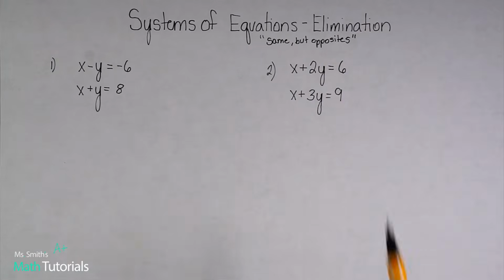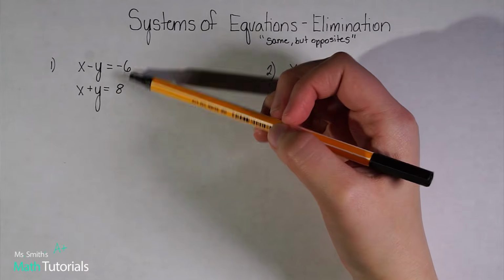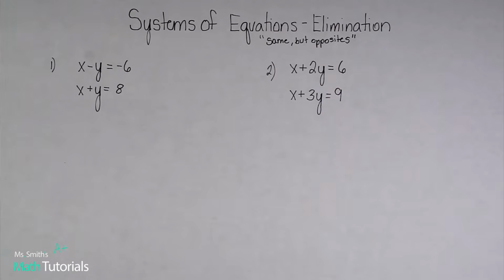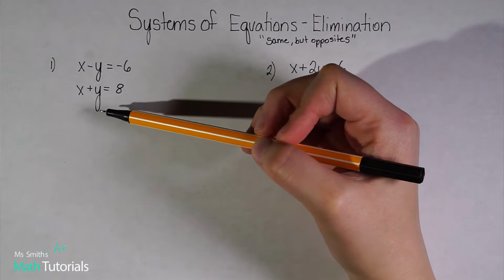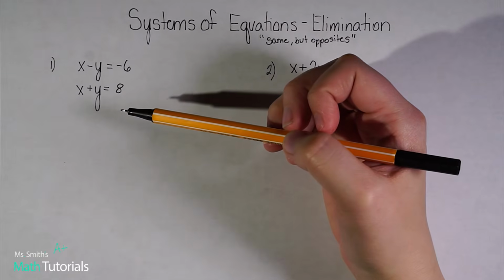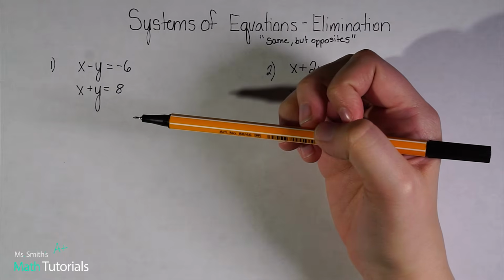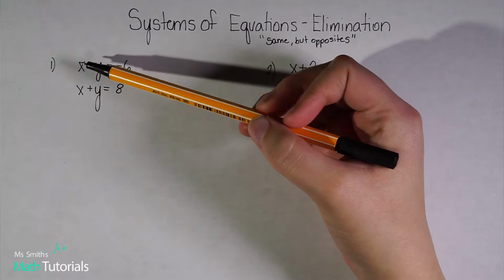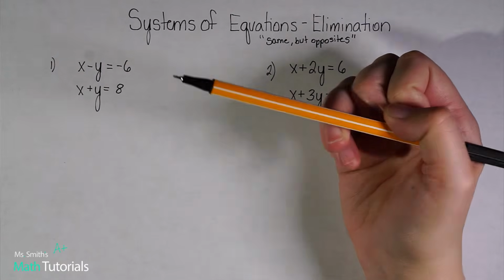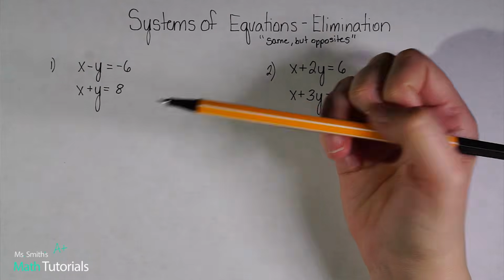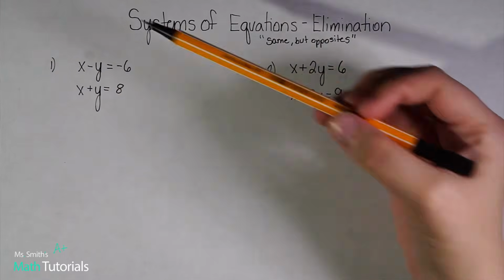So that means we're looking for, once we've got our x's stacked up, y's stacked up, constants stacked up, either x's or y's that are the same, meaning they have the same coefficient, the same number, but we want the numbers to have opposite signs. So looking at my x's, they're the same number. Both these x's have an understood 1 in front of it, but they're both positive. So that's not what I'm looking for here.